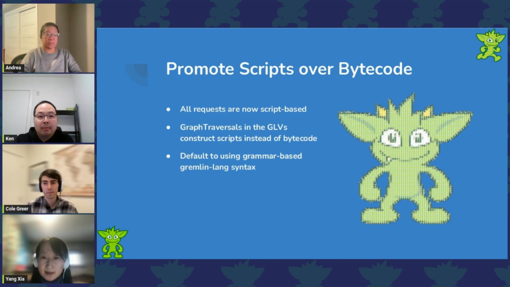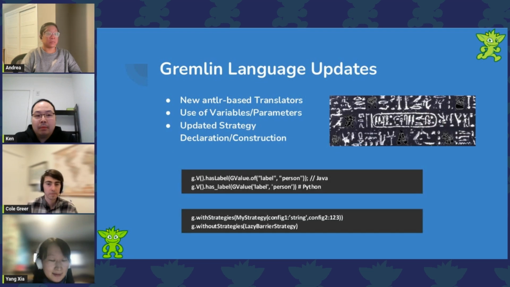Another consequence, or rather change, is that we're now defaulting to grammar-based Gremlin lang syntax. This means that when a graph traversal is constructed into string scripts, they now follow the Gremlin lang syntax. For some types there's a slight change from the old Groovy syntax. You'll notice something like big decimal has a slightly different syntax. That would imply that for traversals involving these types, only the Gremlin script engine can parse them. And this leads us to our next topic, which I will hand over to Cole to talk about updates to the Gremlin lang language.